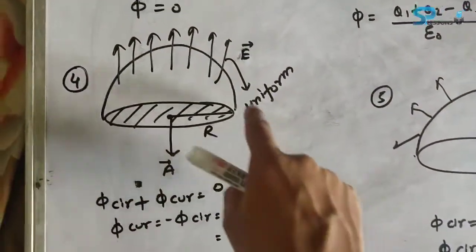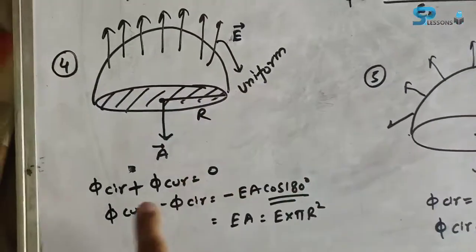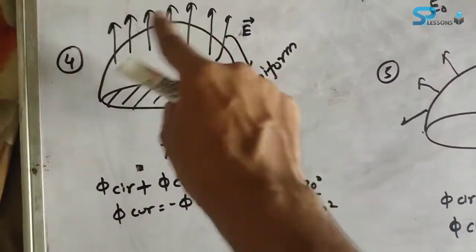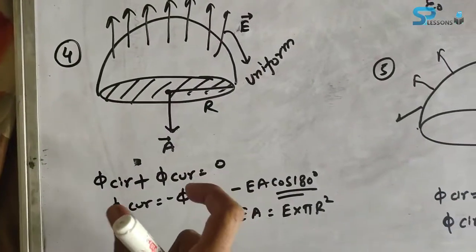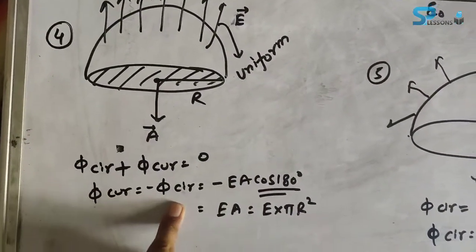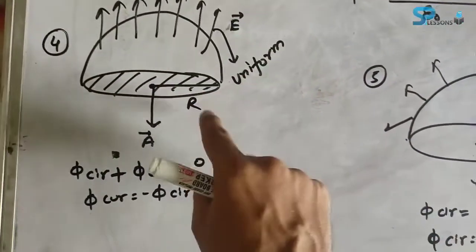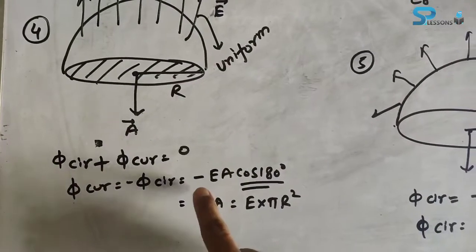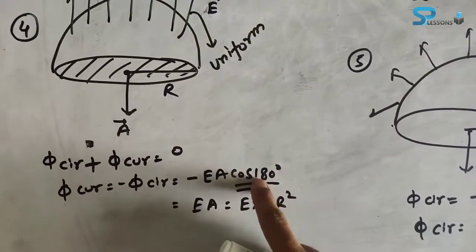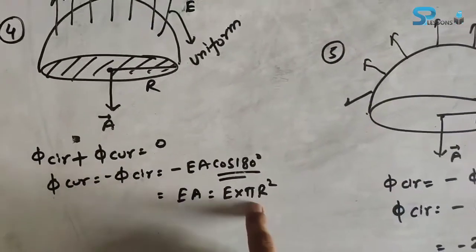Next, go through the concept. When a hemispherical body is present in a uniform electric field, you see the phi circular part and the phi curved part sum to 0. So phi curved part equals minus phi circular part. The angle between the electric field and area vector is 180, so phi equals minus EA cos 180. Cos 180 equals minus 1. So the flux is EA equals E into pi r square.